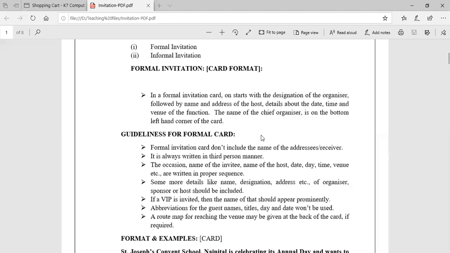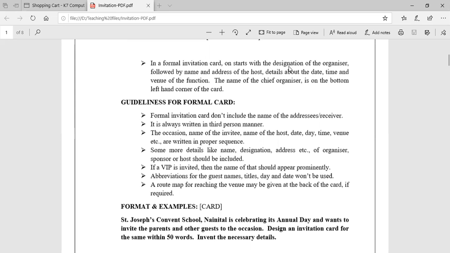So you can see now, in a formal invitation card in printed format, it starts with the designation of the organizer, followed by the name and address of the host. Details about the day, time and venue of the function we need to mention. The name of the chief organizer is at the bottom left-hand corner of the card. This is a very formal principle we have to follow when we are preparing it.